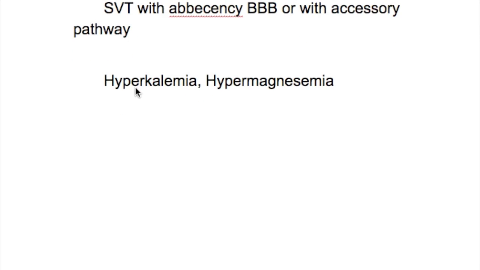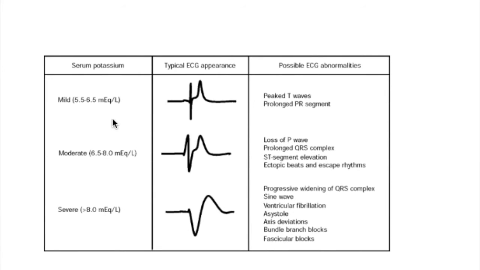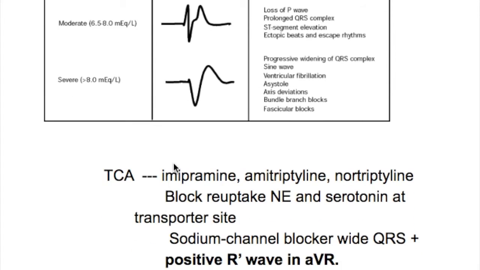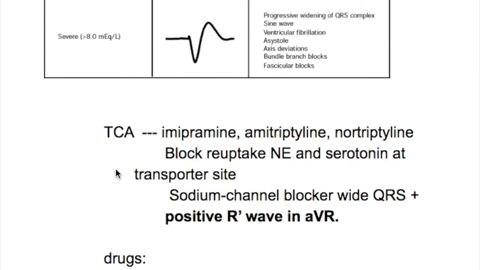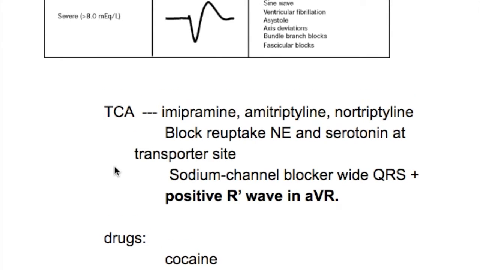Amongst the electrolytes are hyperkalemia and hypermagnesemia. The hyperkalemia, when it is more than 5, it causes tall peaked T waves, and when it is more than 8, it causes very wide QRS complex with ventricular fibrillation and asystole. Amongst the drugs, tricyclic antidepressants cause wide QRS complex tachycardia.